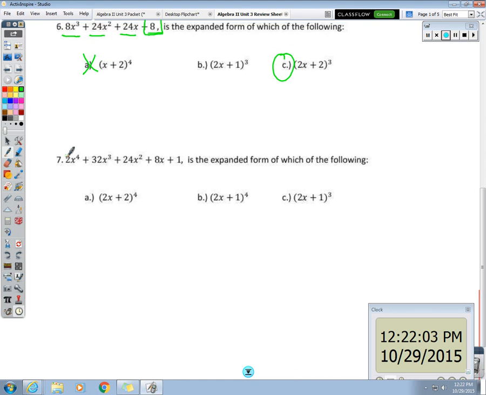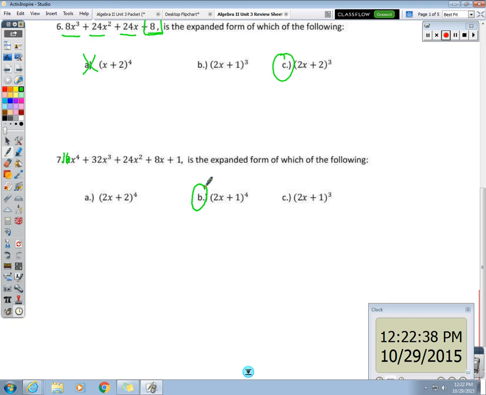So now that I've shown you that, I want you to try number 7, but there's a typo on number 7. This should be a 16 at the beginning instead of a 2. So I'm going to give you 30 seconds to try number 7. Okay? Number 7, what'd y'all get?